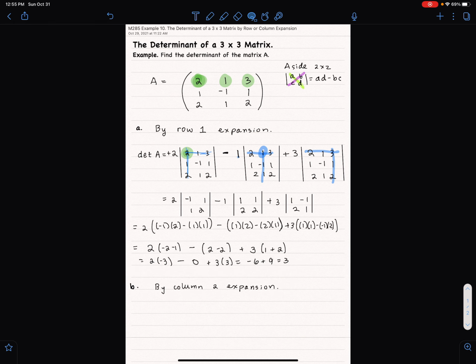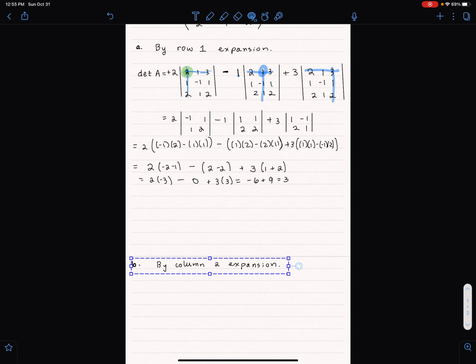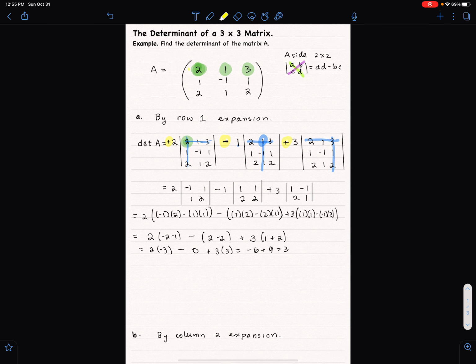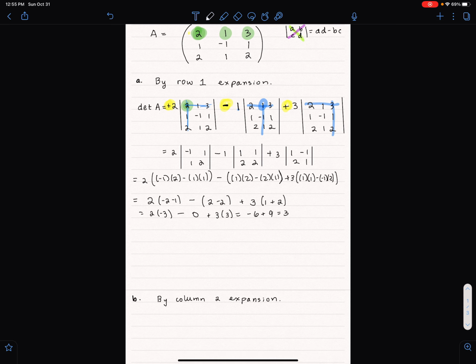There's another fact here, which is that instead of expanding across the first row, you can expand across the second row, third row, or first column, second column. You can expand across those as well. There's a little trick here, though: when you do the expansion, you have to pay attention to this pattern where across the first row it goes plus, minus, plus. And so the expansion follows a checkerboard pattern.